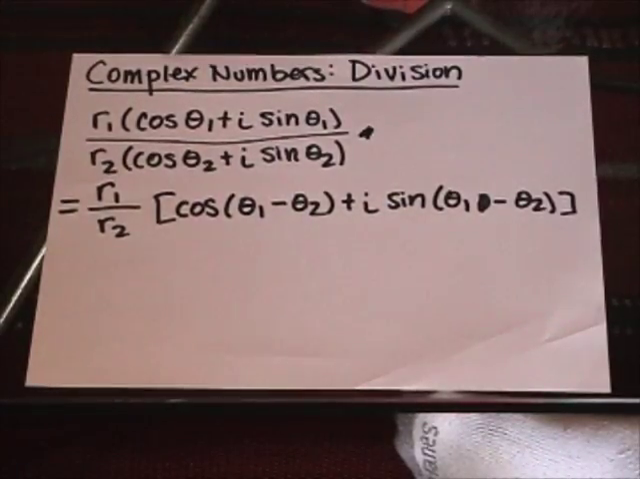Dividing complex numbers. The formula for dividing complex numbers is r1 times the quantity cosine theta 1 plus i sine theta 1, divided by r2 times the quantity cosine theta 2 plus i sine theta 2, or r1 over r2 times the quantity cosine of theta 1 minus theta 2 plus i sine of theta 1 minus theta 2.